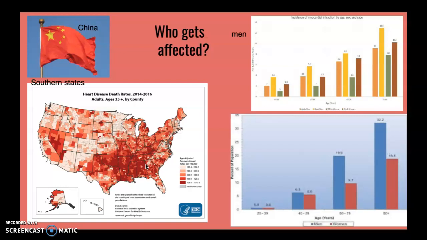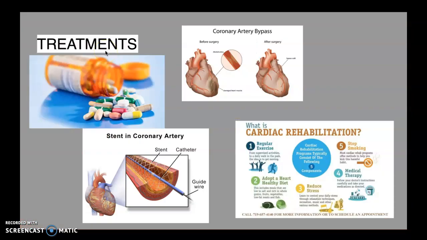Also, another indicator is that men are twice as likely as women to suffer from a heart attack. And people who have high blood pressure are also a big indicator of people who have myocardial infarctions. China, a country with a significantly influential tobacco industry, also suffers high rates of mortality due to heart attacks, and not many studies have shown why.